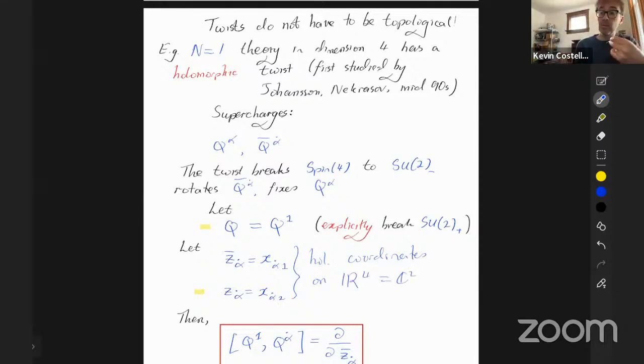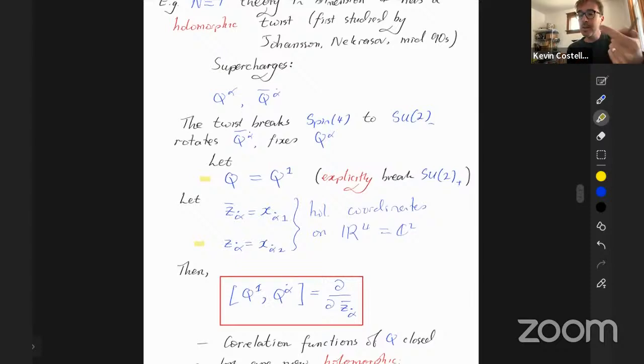So what's going on is that once I've broken the Lorentz symmetry group to SU(2), that SU(2) preserves a complex structure in spacetime. The key thing we needed earlier was that Q bar would give me all of the translations. Here, what we find is that Q bar only gives you 2 of the 4 translations, those in the directions I call Z bar.